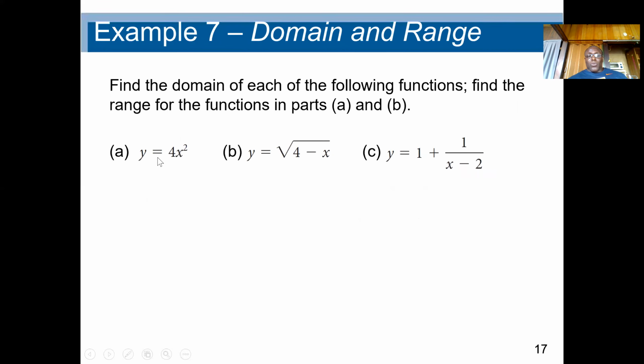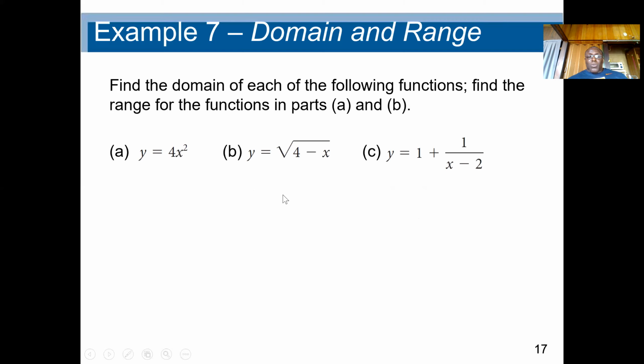Here we are given A, y equal to 4x squared. B, we say y equal to square root of 4 minus x. C, y equal to 1 plus 1 over x minus 2. So we want to find the domain of each of the following functions. Then later we find the range.